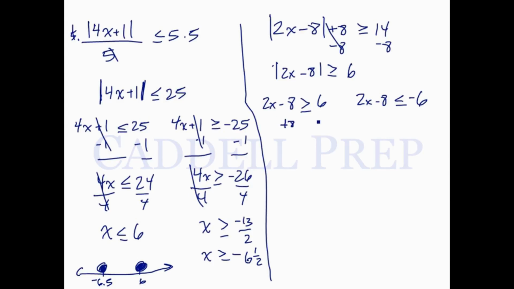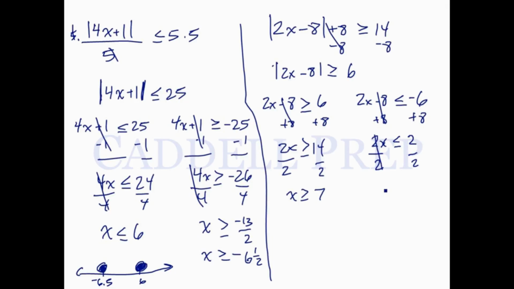So now let's add 8, add 8. 2x is greater than or equal to 14. Divide by 2, divide by 2. X is greater than or equal to 7. Then same thing here. Plus 8, plus 8. 2x is less than or equal to positive 2. And divide by 2, divide by 2. X is less than or equal to 1.